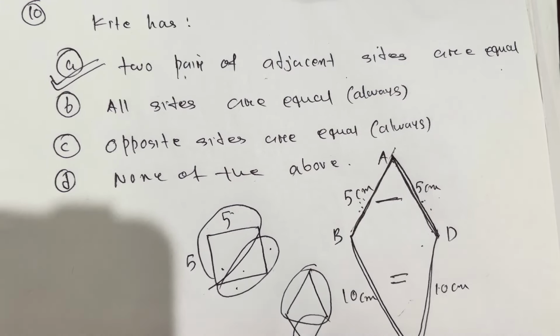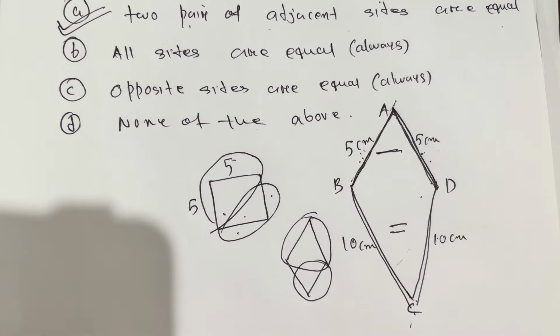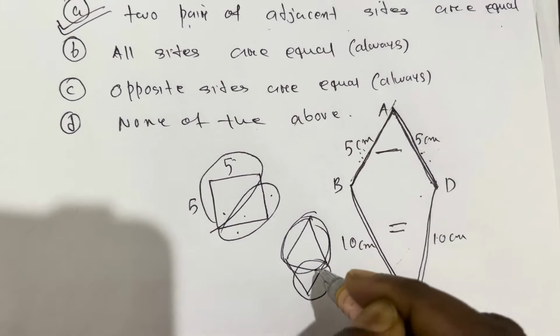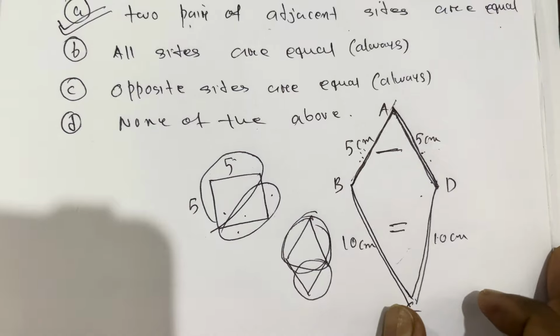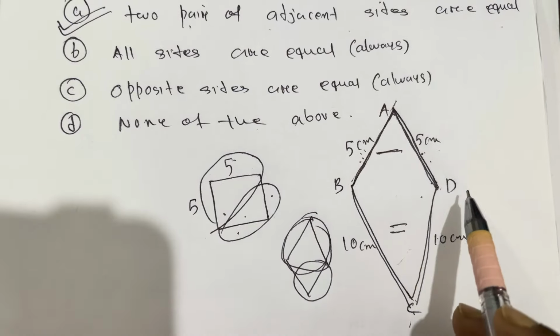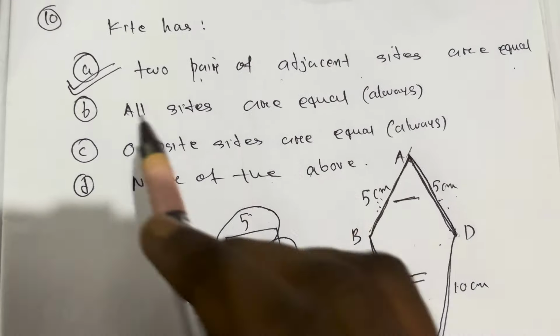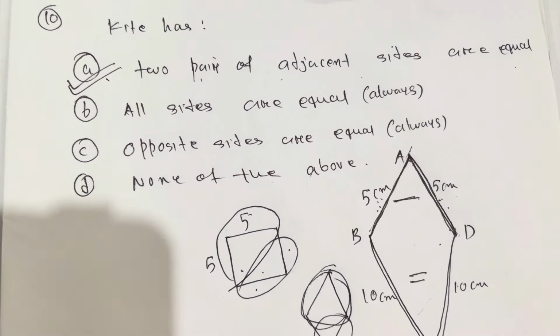These and this are the same, right? This pair of adjacent sides and this pair are the same. So this is the standard definition of a kite. Kite means two pairs of adjacent sides are always equal. So option A is correct. All sides are equal always?